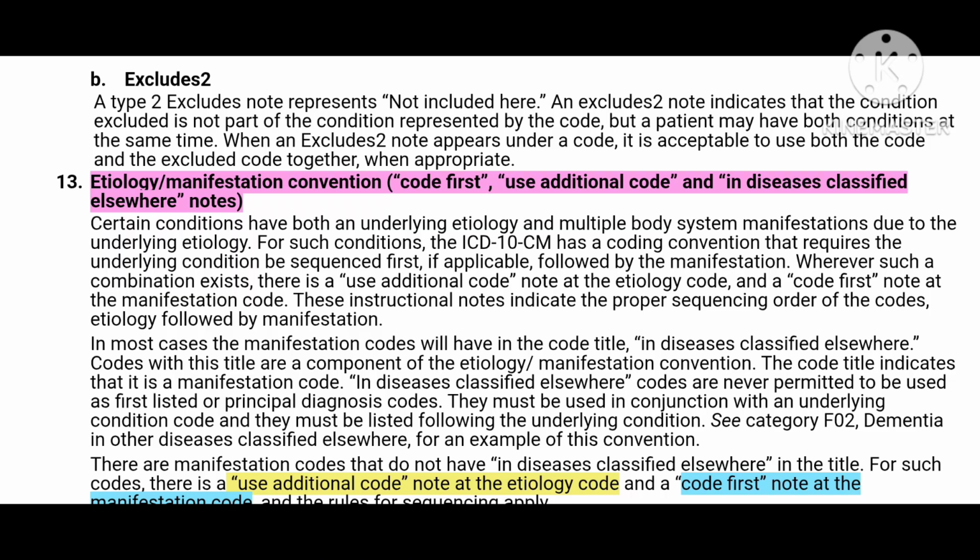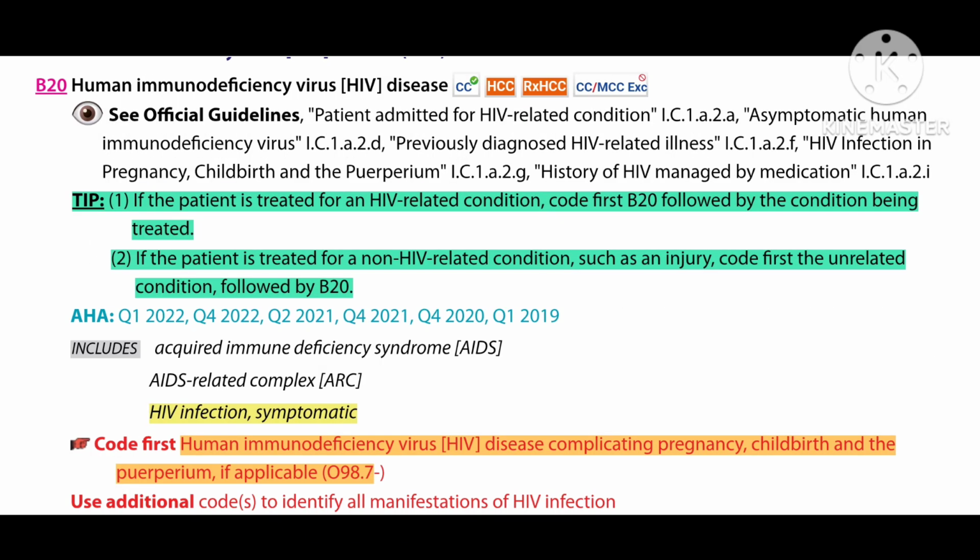Now we will check some examples, and with the help of that I'll explain whether it is an etiology or a manifestation. Yes. So now if we check this code B20, below that you can find a use additional code note, and it says that you can use additional codes to identify all manifestations of HIV infection. So here HIV is the etiology. All the manifestations that are caused by HIV will be reported as secondary codes. So here HIV is the etiology, and additionally, we report secondary codes for all the manifestations of HIV.